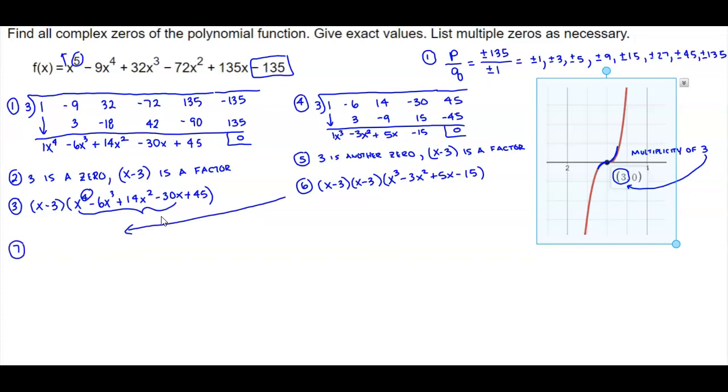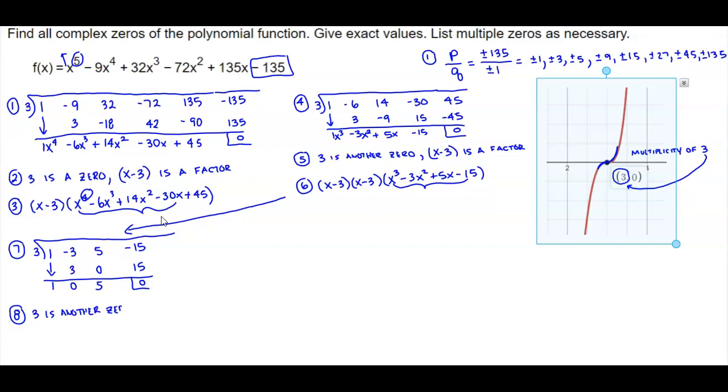So we know that, again, there's a multiplicity of 3. So that means 3 is another 0 of this polynomial function here, which is that factor. So let's go ahead and write out the coefficients. 1, negative 3, 5, and then negative 15. So let's bring down the 1. 3 times 1 is 3. Negative 3 plus 3 is 0. 3 times 0 is 0. 5 plus 0 is 5. 3 times 5 is positive 15, which gives us a remainder of 0. So what does that tell us? Well, that tells us again that 3 is another 0. So therefore, x minus 3 is also a factor.